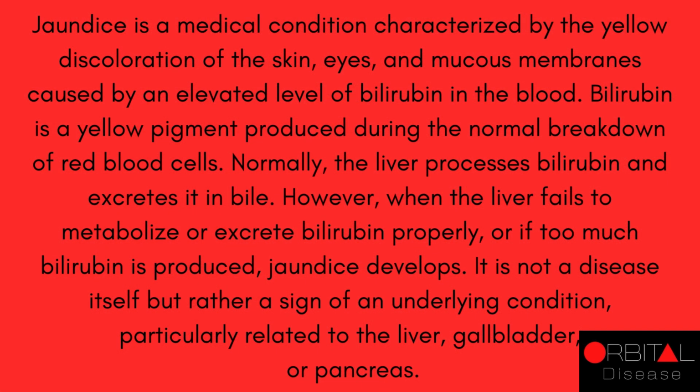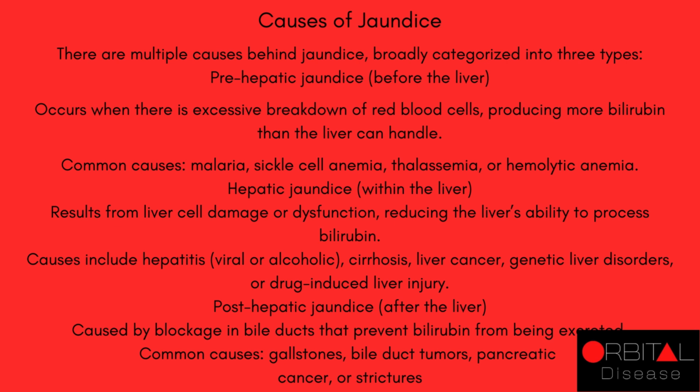Jaundice is a medical condition characterized by the yellow discoloration of the skin, eyes, and mucous membranes caused by an elevated level of bilirubin in the blood. Bilirubin is a yellow pigment produced during the normal breakdown of red blood cells. Normally, the liver processes bilirubin and excretes it in bile. However, when the liver fails to metabolize or excrete bilirubin properly, or if too much bilirubin is produced, jaundice develops. It is not a disease itself but rather a sign of an underlying condition, particularly related to the liver, gallbladder, or pancreas.